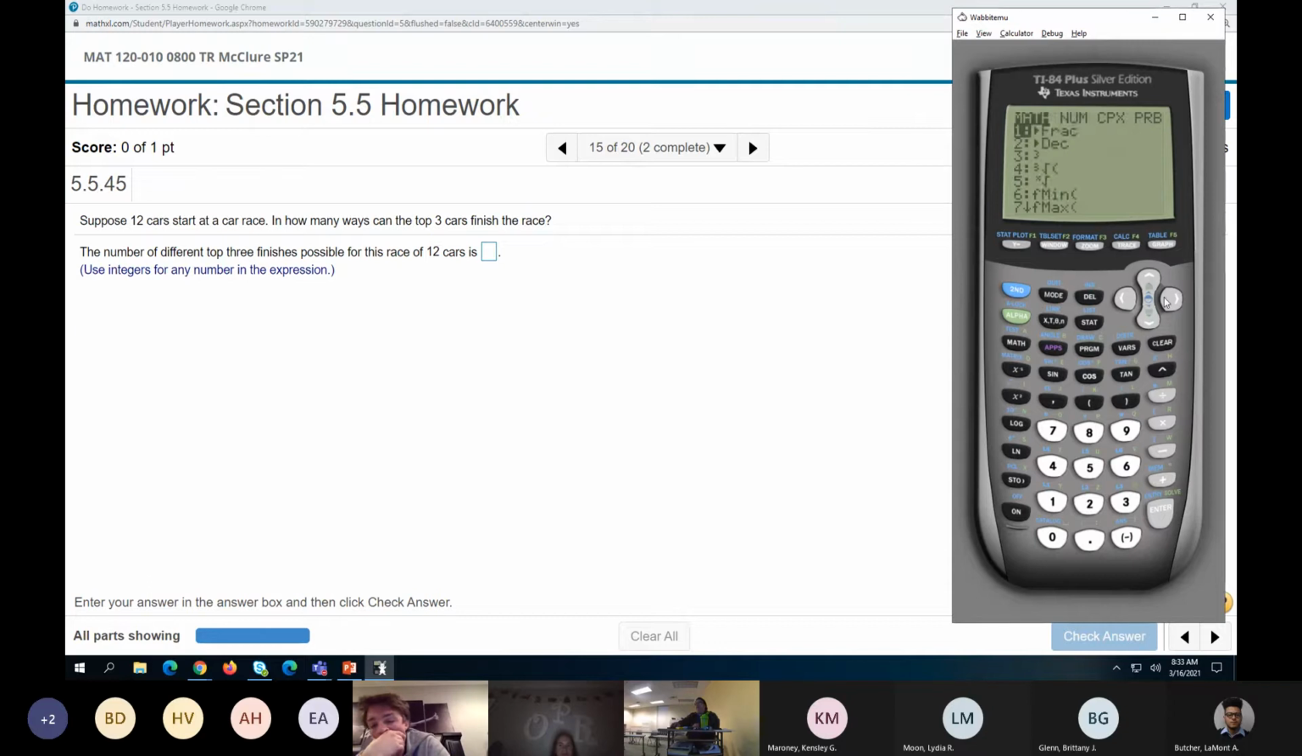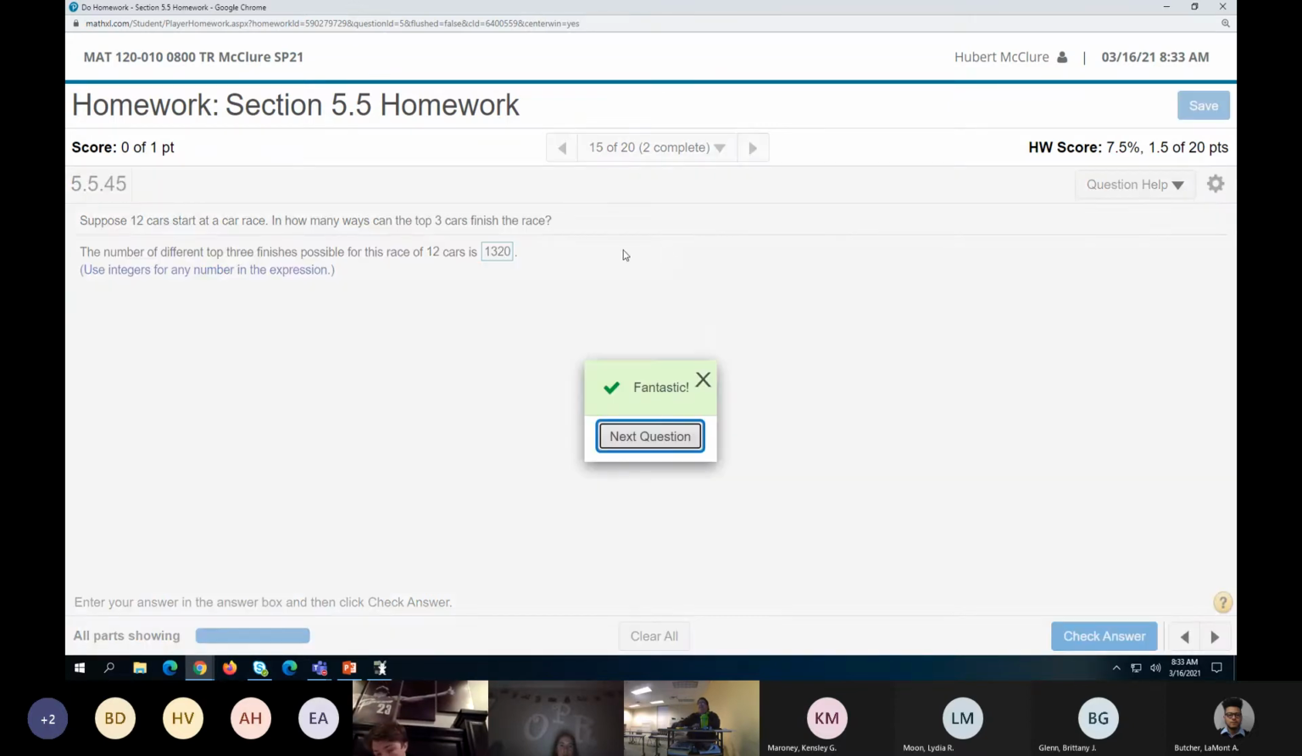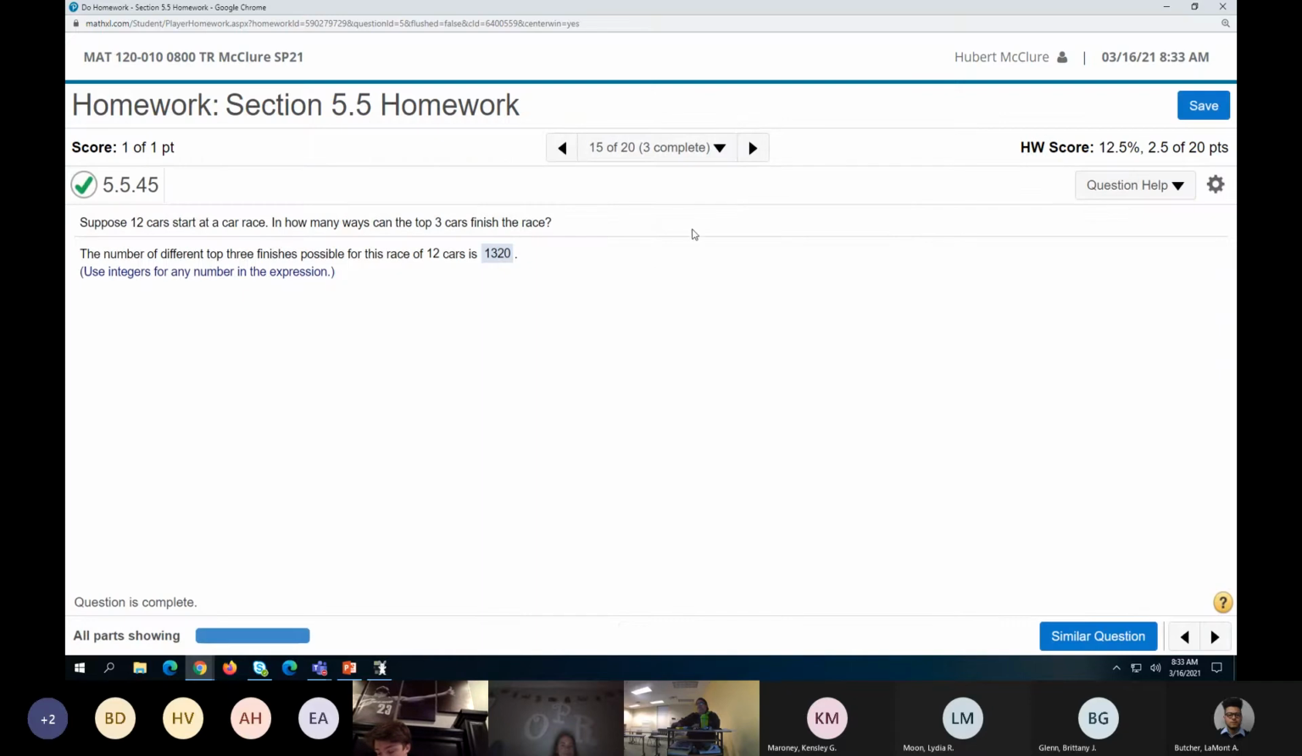12, math, probability, nPr 3. Enter. 1320. So all you got to do is buy 1,320 tickets on the race. If you're gambling on the race, buy 1,320 tickets and you're guaranteed to what? Win. Now, if they're $1 a piece, then you're going to spend $1,320.